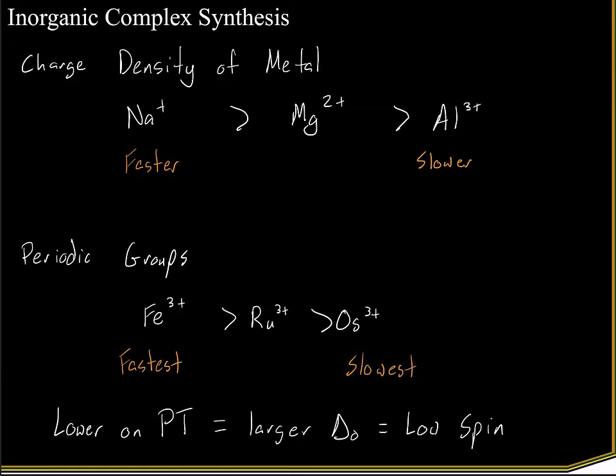A large delta octahedral leads to low spin complexes as you move down on the periodic table. So again, if these are all D5 metals, like the iron, ruthenium, and osmium series that we've looked at, those are very likely to be the low spin configuration for the osmium case, even if we had an aqua complex or something that was a very weak field ligand.